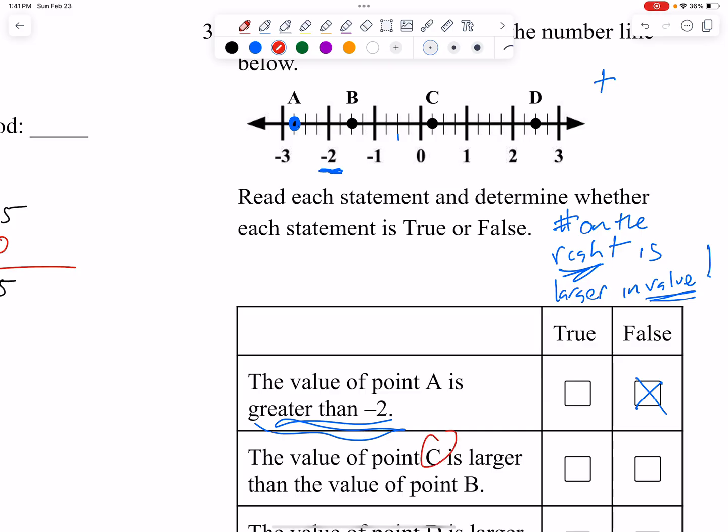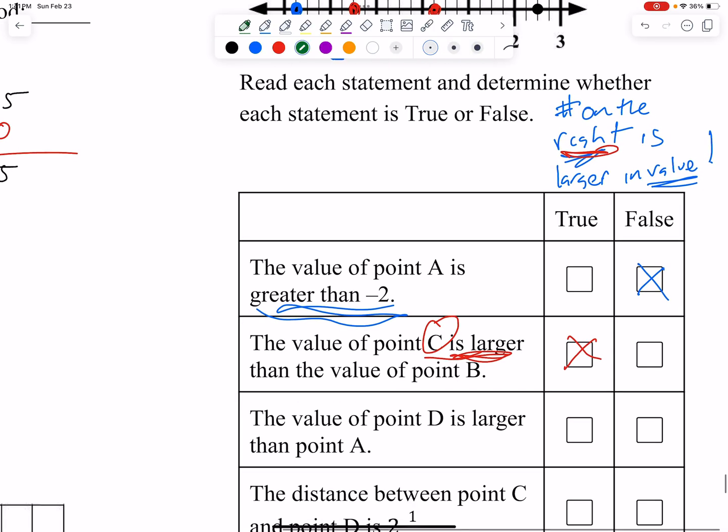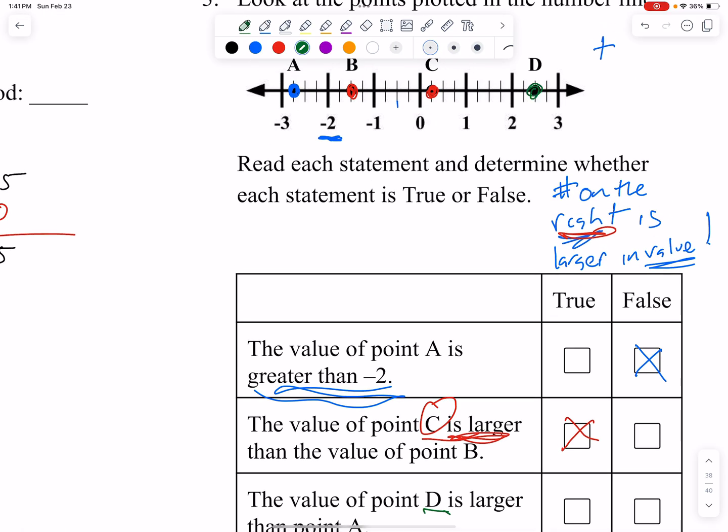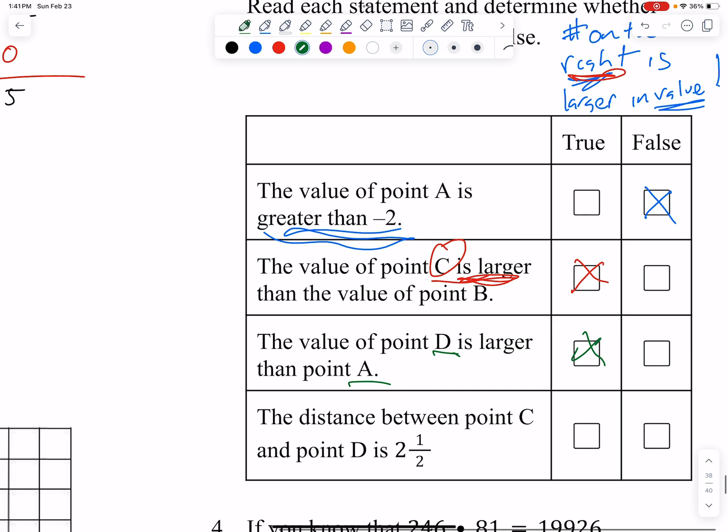The value of point C is larger than the value of point B. So when I have B and C connected, C is larger. Is C on the right? Yes. So that is true. Next one. The value of point D is larger than A. So there's D, there's A, and yeah, in this case, it is larger. This one you should know because D is positive and A is negative. Positive numbers are always going to be larger than negative numbers.